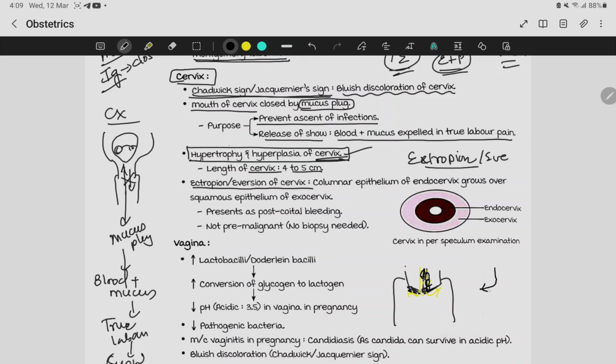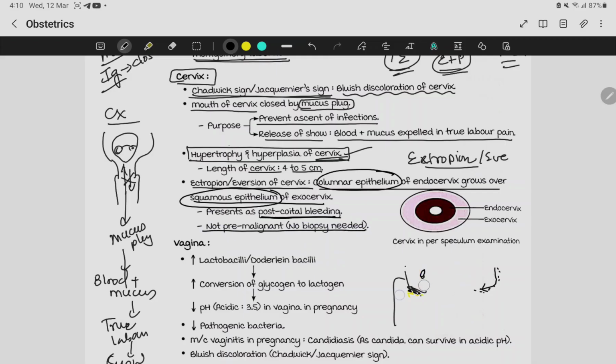Every time it comes, there is migration of the cells and it gets converted by metaplasia. Metaplastic changes take place once the endocervical epithelium comes to the ectocervix. So the columnar epithelium of the endocervix grows over the squamous epithelium. This excess growth of the columnar epithelium over the squamous epithelium is called ectropion. It can present as postcoital bleeding, and it's not a pre-malignant condition.